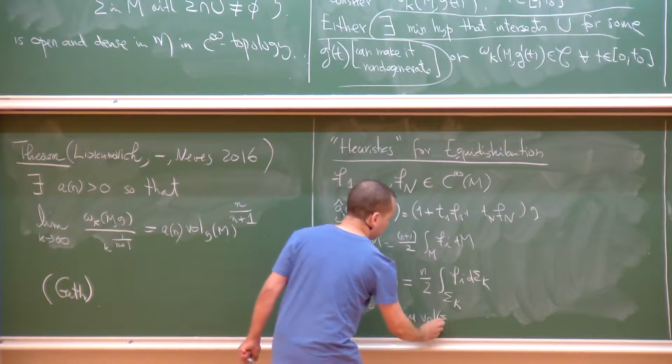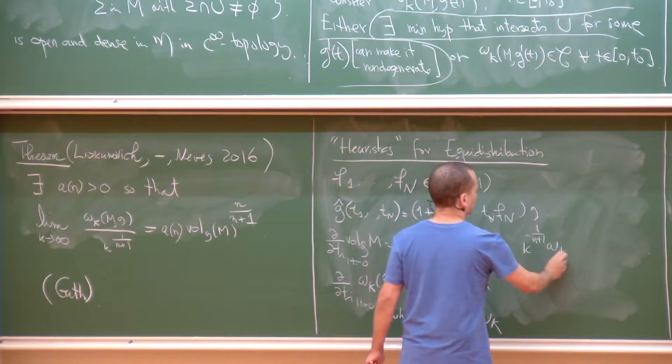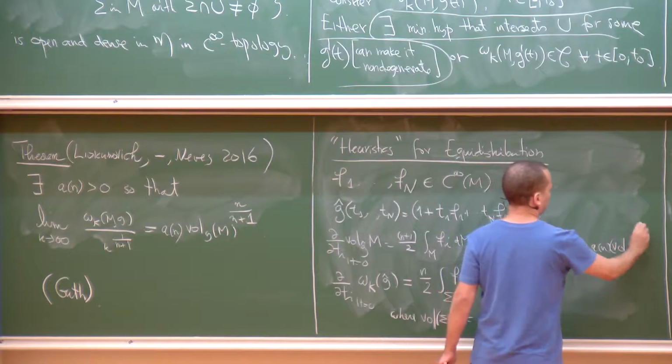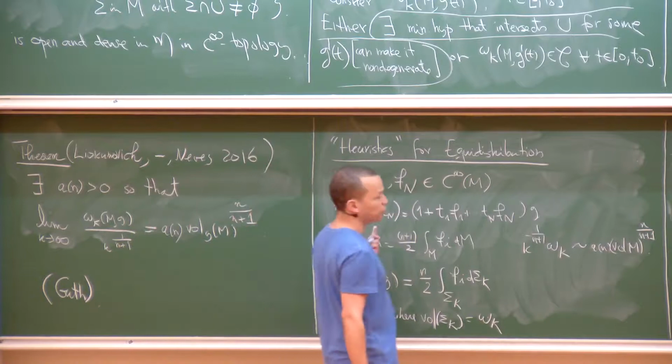So you see these two formulas, and then of course the heuristics is that this number should be almost the volume by the Weyl law. So if you differentiate both sides and you equate both things, you're going to get a formula that suggests that equidistribution should be true. Of course, one has to work much harder.